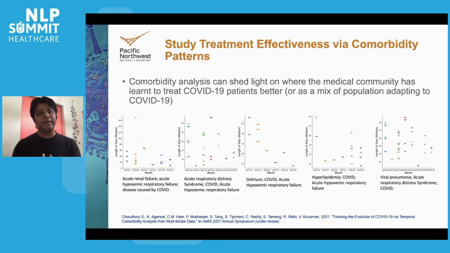And this is something that we have submitted to EMNLP recently, it's a paper under review. But what you're seeing here is that each of the plots corresponds to a particular comorbidity pattern. The y-axis for each plot shows the median length of stay, and the x-axis shows the month over month, its time. So if you see the colored dots coming down, it basically says that over the period of time, the medical community found a way to treat these patients better.